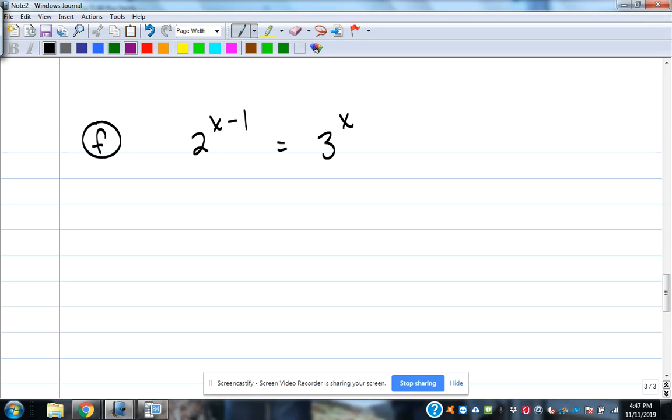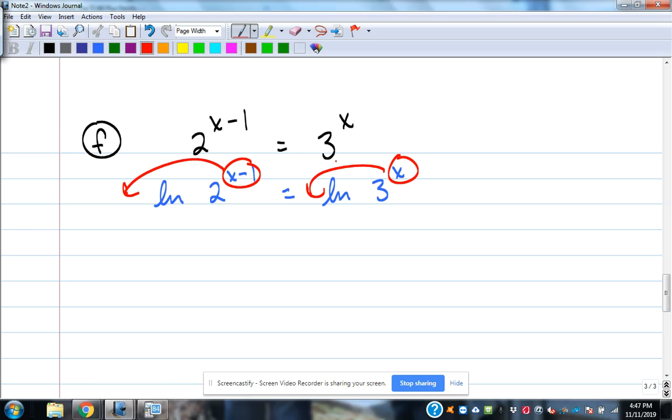Okay, so what we're going to do is we're going to take the natural log of each side. What that allows us to do then is get that variable, that exponent, down to the front using those properties. So we're going to have x minus 1 times the natural log of 2 equals x times the natural log of 3. Okay. So now the next step is probably the trickiest one. Okay, maybe the second trickiest in this problem.